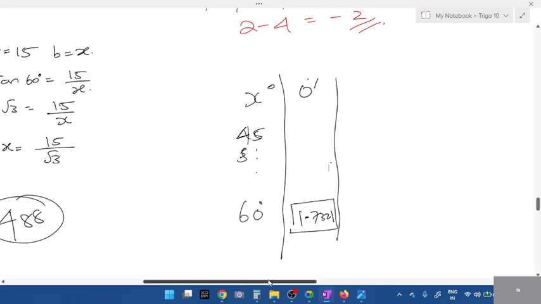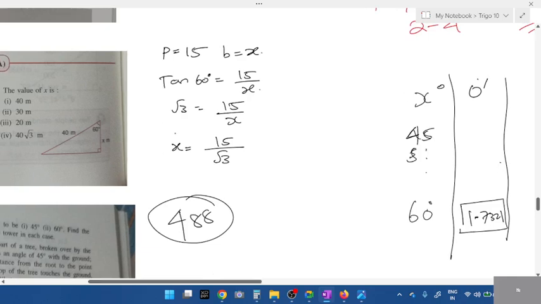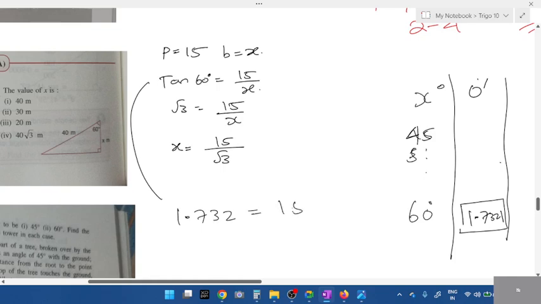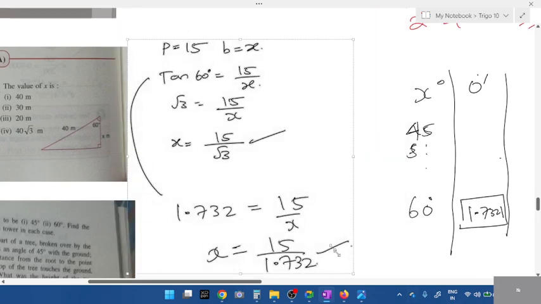Okay, 1.732, students. Now, in place of 60 degrees, if I take 1.732, tan 60 is equal to 15 by x. X is equal to 15 divided by 1.732. Which one is easy to solve? 15 by root 3 or 15 by 1.732? 15 by root 3 is easy.